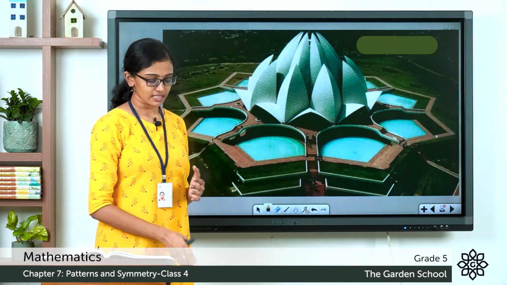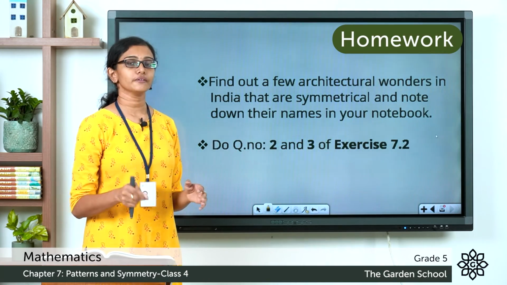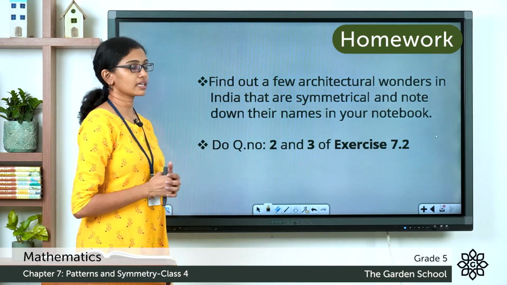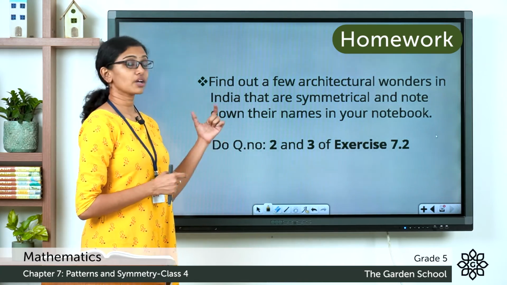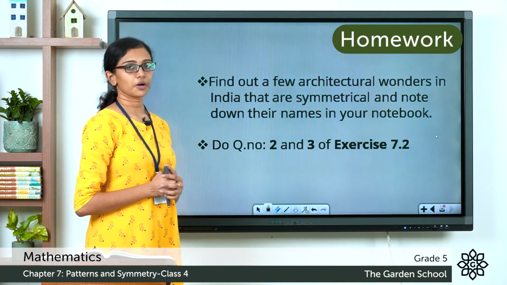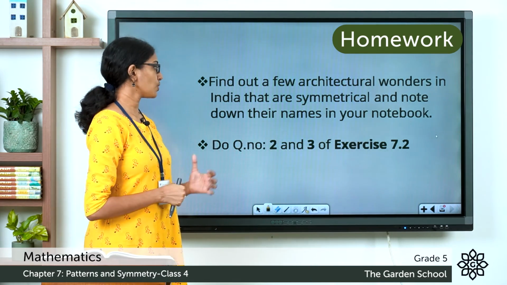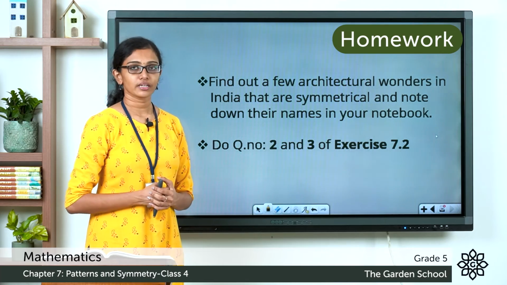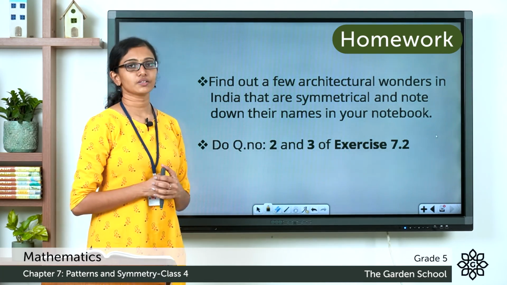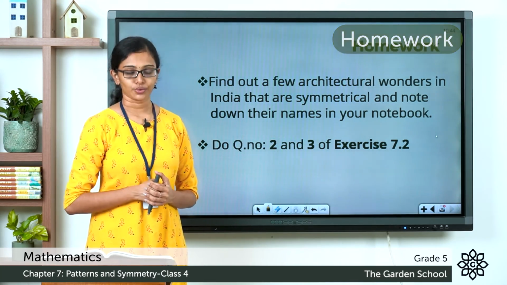Now children, as a homework, you have to find out a few architectural wonders in India that are symmetrical, and you have to note down their names in your notebook. It's good if you can collect their pictures as well. Then also, you have to do a couple of questions, question number 2 and 3 of exercise 7.2.